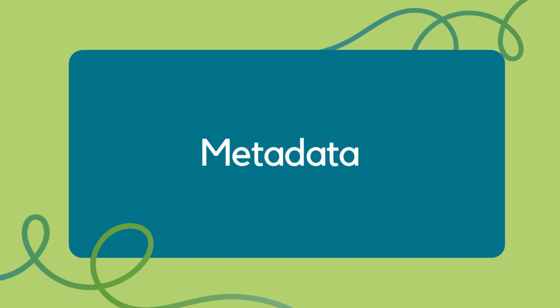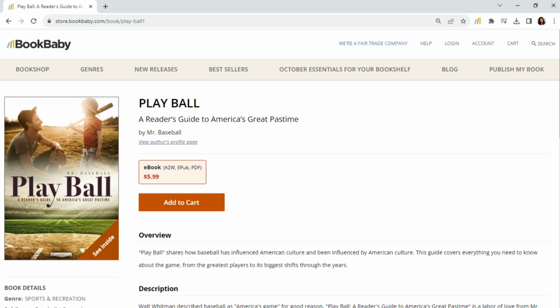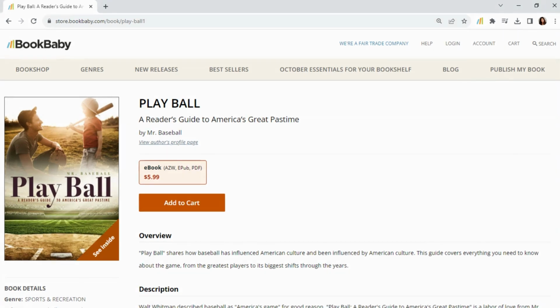Metadata is defined as data about data. Basically, it's all the crucial information about your book. Metadata also determines how your book is classified and marketed. Having correct metadata ensures that your book is represented properly in the digital marketplace.